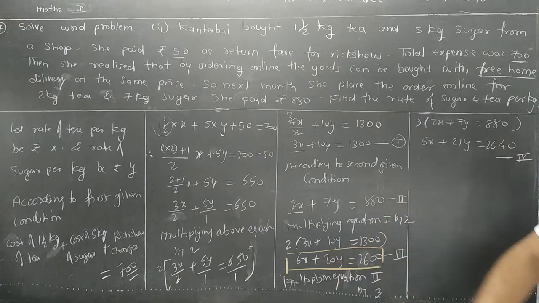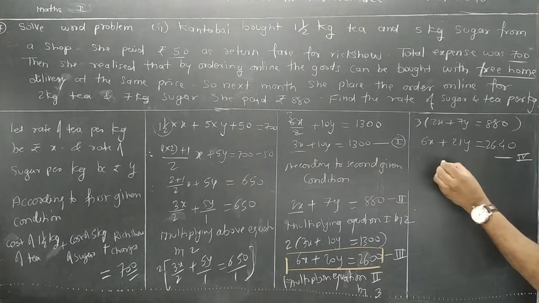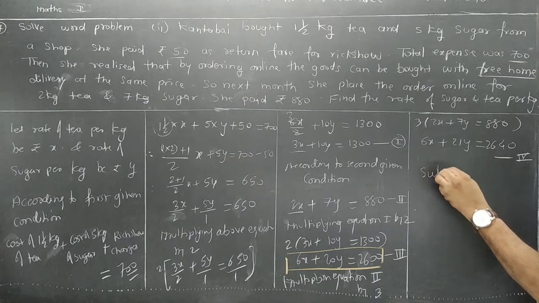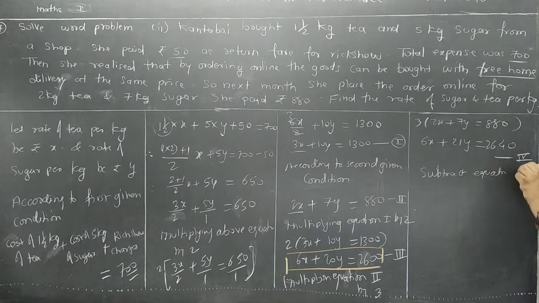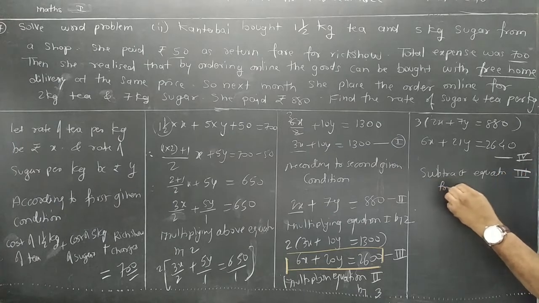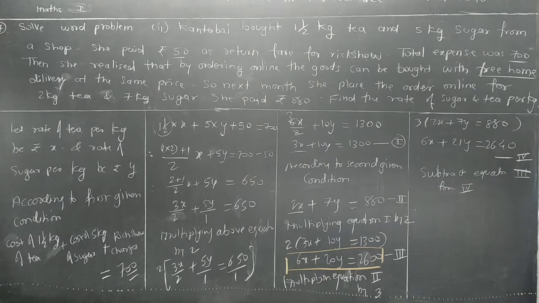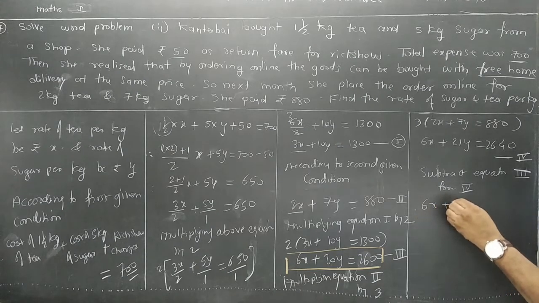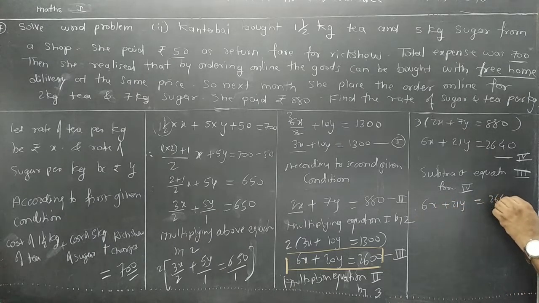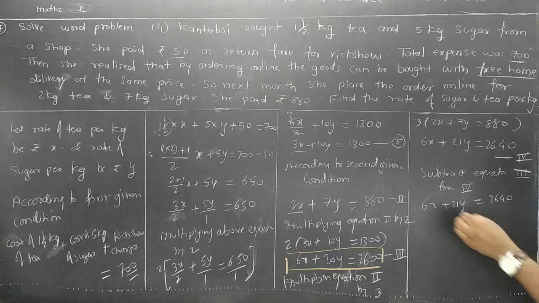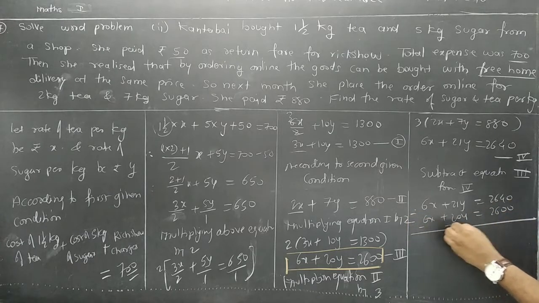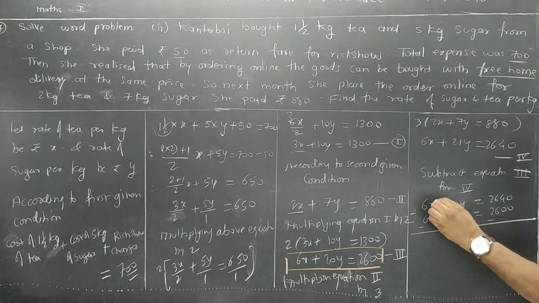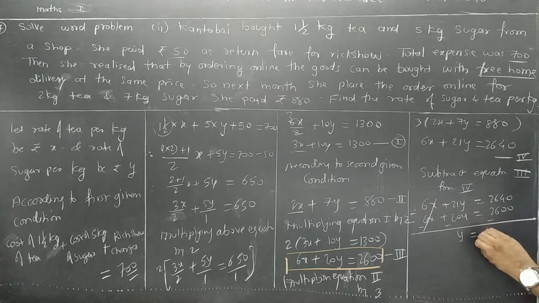Now 6x, 6x, again we are going to subtract equation 3 from 4. So what do you get now? 6x plus 21y is equal to 2640. And here it will be 6x plus 20y is equal to 2600. When you subtract, this gets cancelled. You get y is equal to 40.